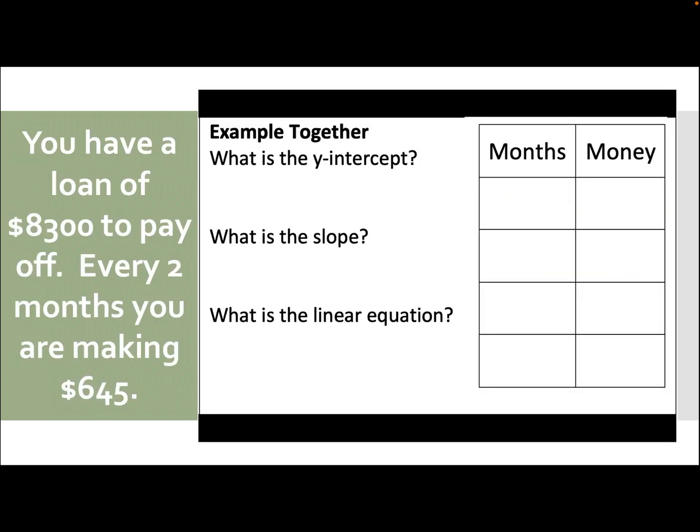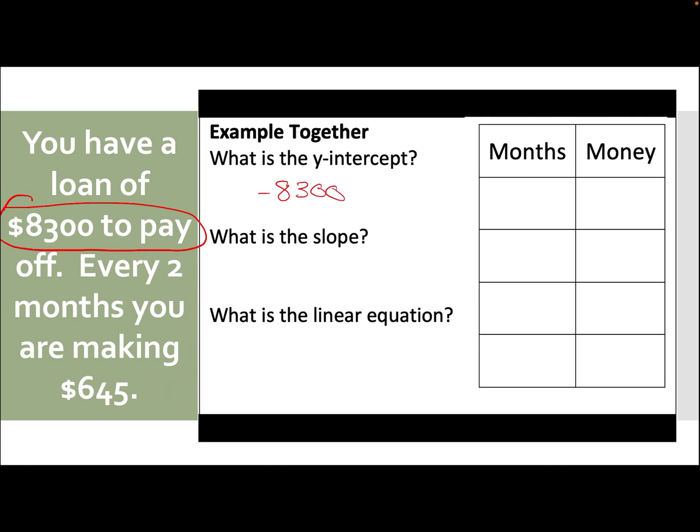All right, so let's go ahead and look at an example together before I turn you loose, now that we have some information. It says you have a loan of $8,300 to pay off. Every 2 months, you are making $645. So again, I have to answer those 2 to 3 questions and then make a table. So you have a loan of $8,300 to pay. That's my starting point. I know I'm in debt $8,300 because I have to pay that off.